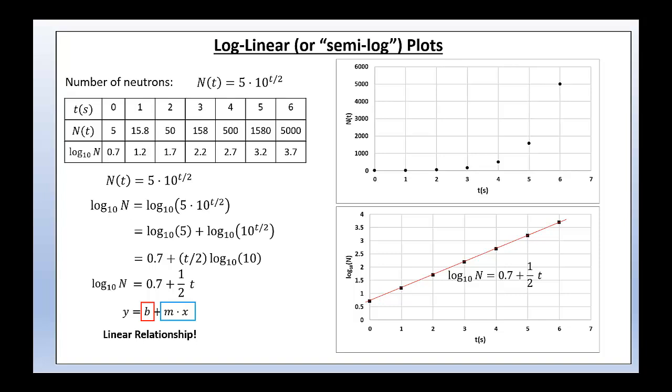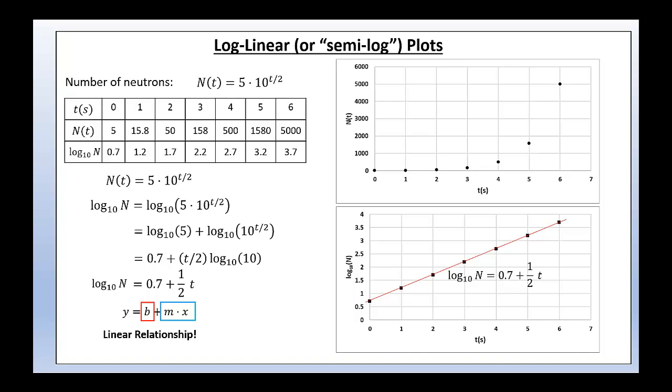The intercept is given by the initial condition at t equal to 0 for our n of t. And the slope of the linear line is telling us the factor up in the exponential. So that way we can extract data about our exponential by taking the data and instead plotting the log base 10 of n versus t.